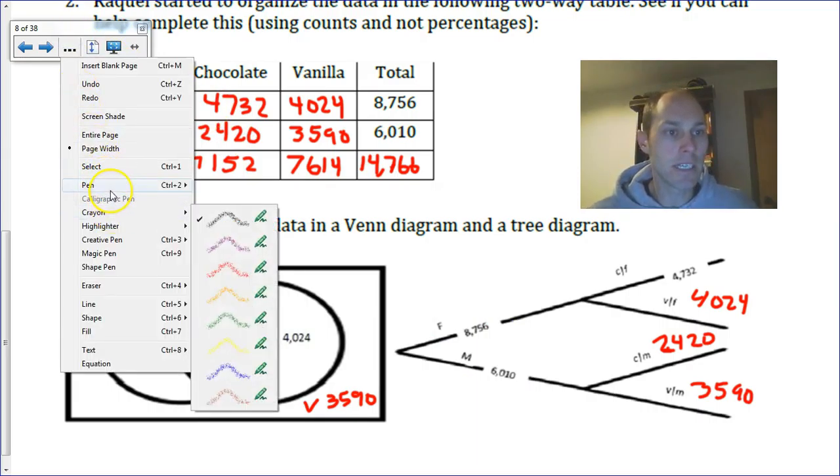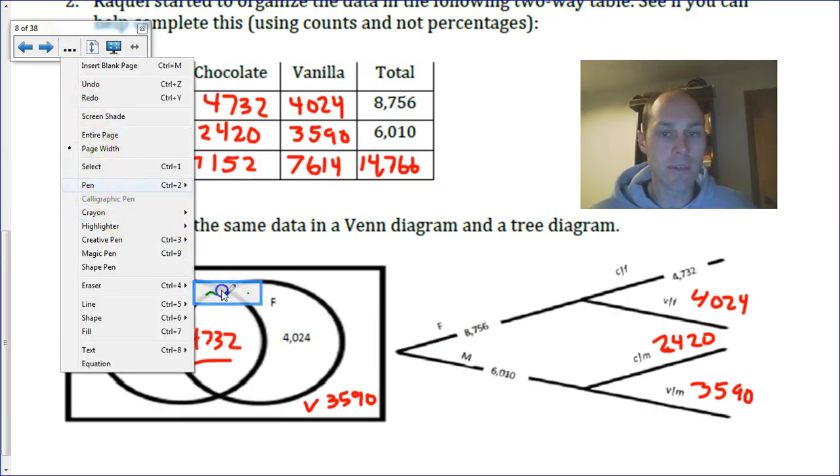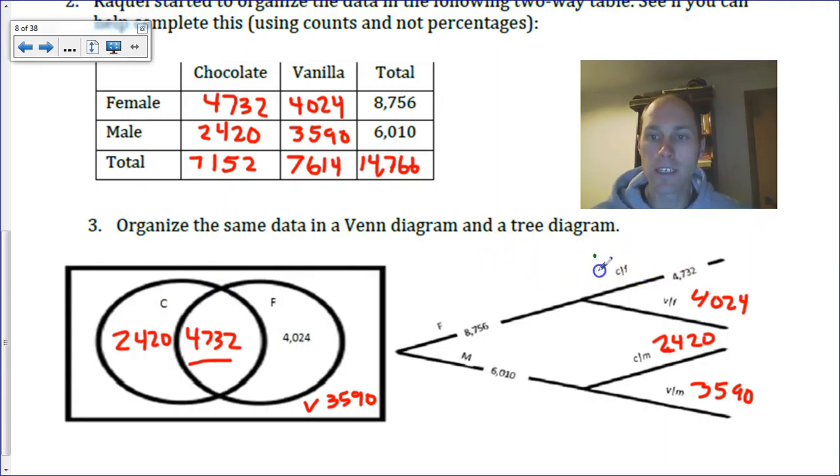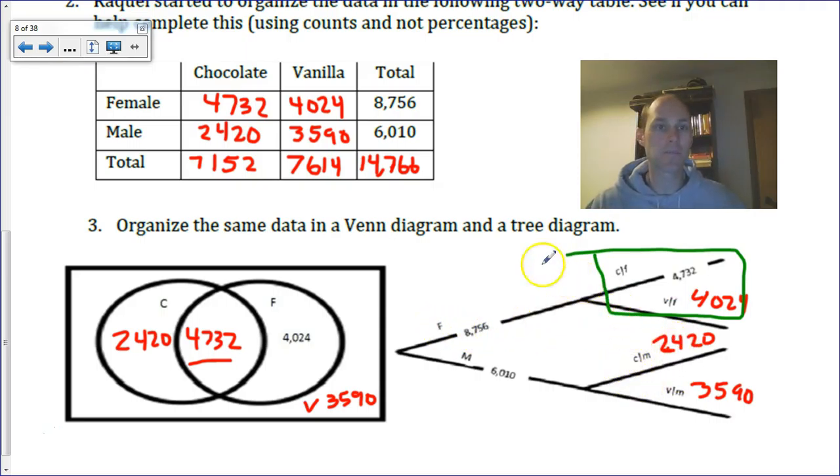And another thing that was easier to see were these conditional probabilities. How many chose chocolate given that they were female? 4,732 out of 8,756. Same with the males. So it's easy to compare those. In the two-way table, it's grouped in that manner so that we can compare.